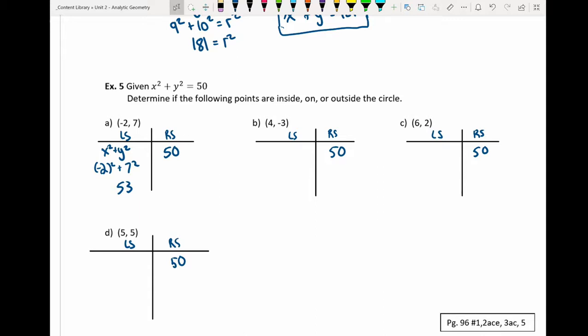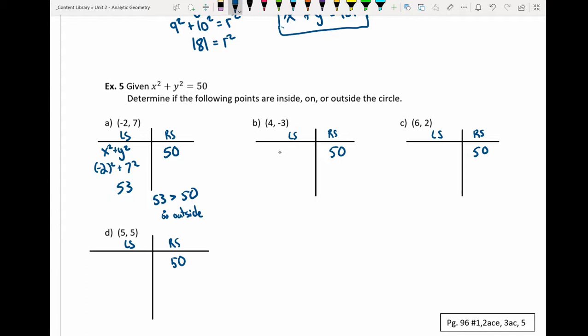But now we need to know, is it inside or outside of the circle? Well, because 53 is greater than 50, that means that if I were to use the point -2, 7 in my equation, I would get a radius squared of 53. So that means the radius using this point is larger than the one from my equation. Therefore it's outside the circle, because the radius that I found using the point is larger than the one I'm given.